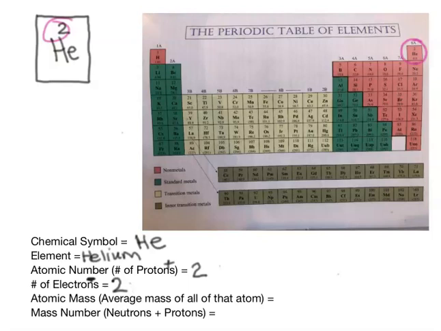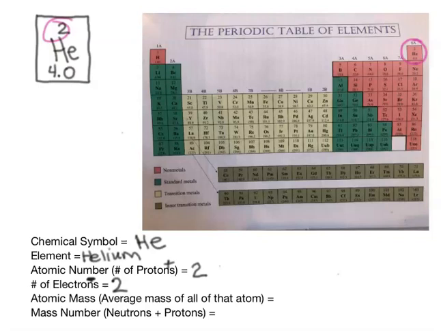Now the next thing that you will see on this periodic table for helium is what is called the atomic mass, and that is 4.0. Okay, now the atomic mass is the average mass of all helium atoms that exist.